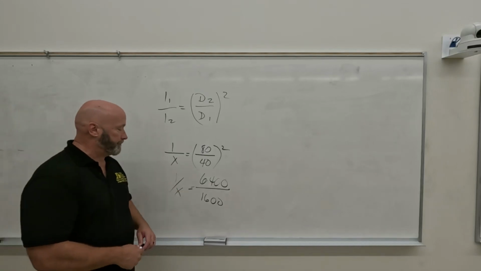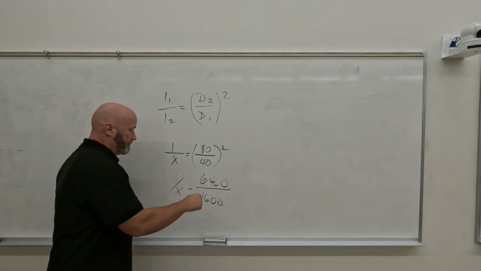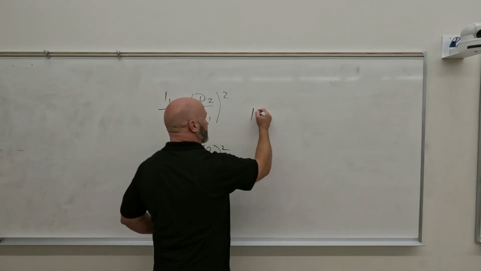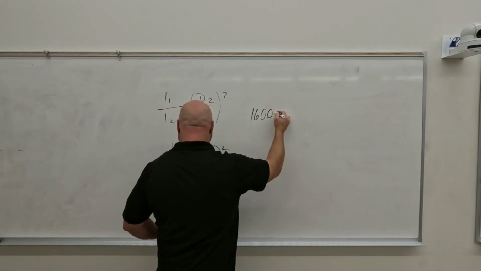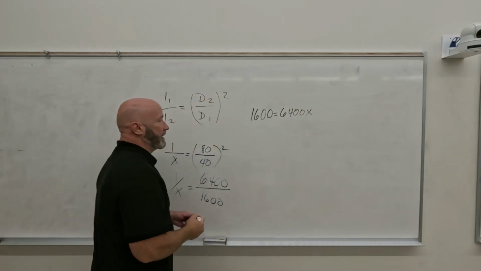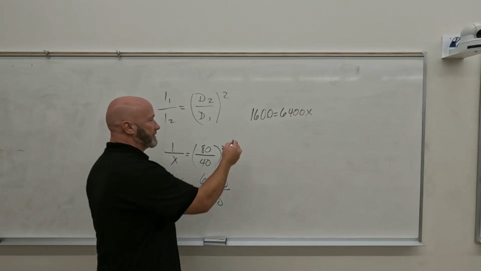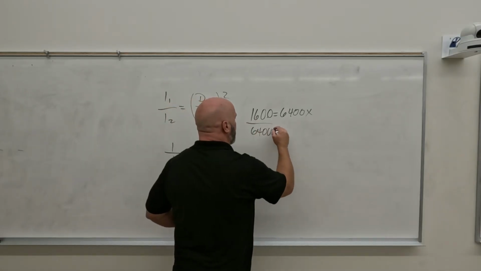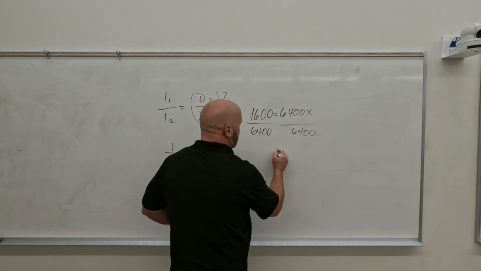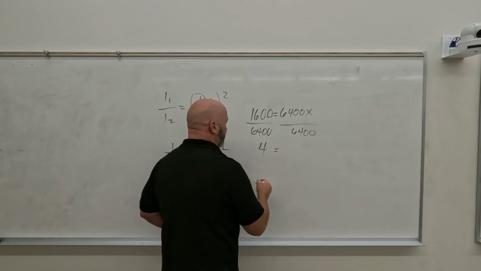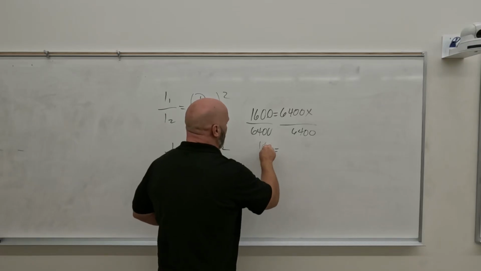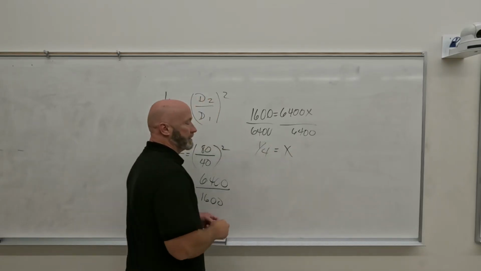But what do you do at this point? Cross multiply and divide, right? So 1 times 1,600 is 1,600, and that would be 1,600 is equal to 6,400 x. Now what do you do? Divide both sides by 6,400. And what you're going to have then, if you got a calculator out, oh, no, I just did that exactly the opposite way, which is the direct square law. 1/4 is equal to x.